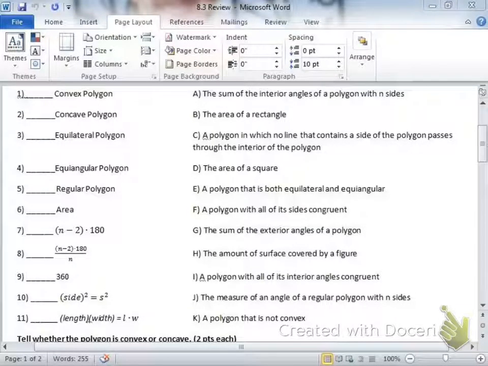This is the review for 8.3, so make sure you're looking at the right one. It should say 8.3 review on the top. It started out with some vocab, so let's see if we can figure these out. A convex polygon is C.